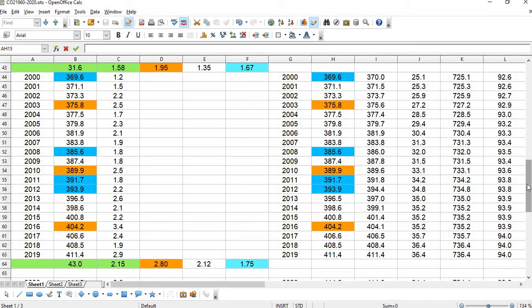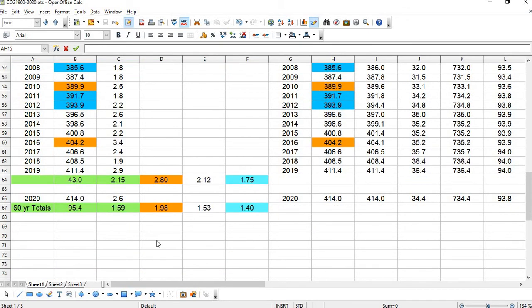So now to the most recent period from 2000 to 2019, we had an increase of 43, which is an average of 2.15 parts per million per annum. During the 3 El Nino years, it went up on average 2.8 parts per million. Neutral years, it only went up 2.12, and La Nina years was just 1.75, which you would expect to be the lowest, not as in the previous 20 years average.